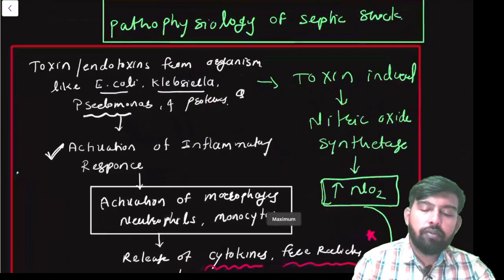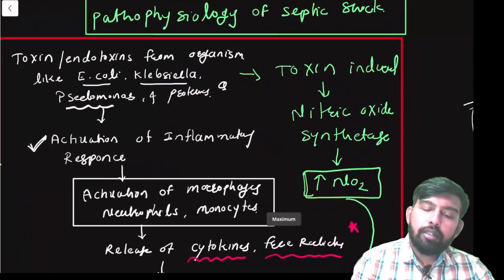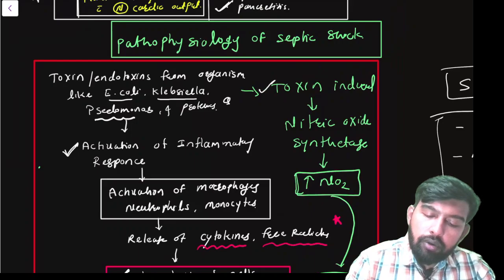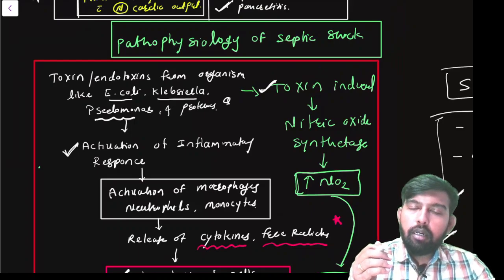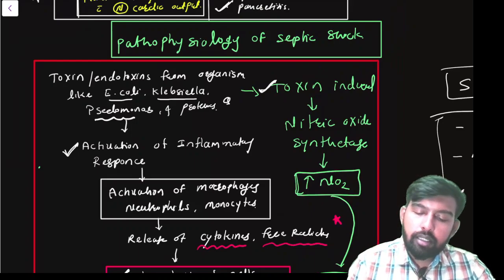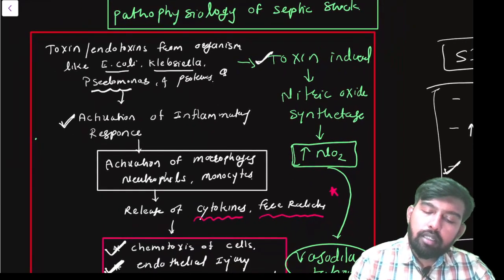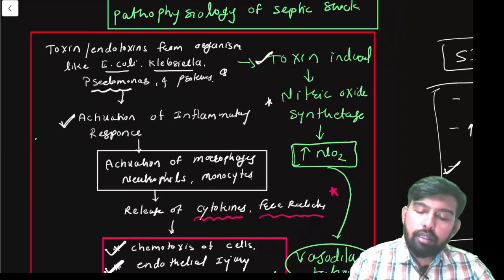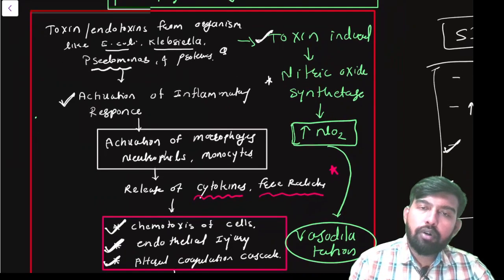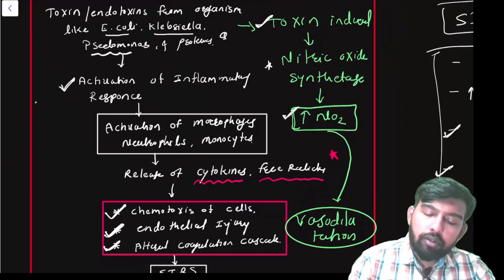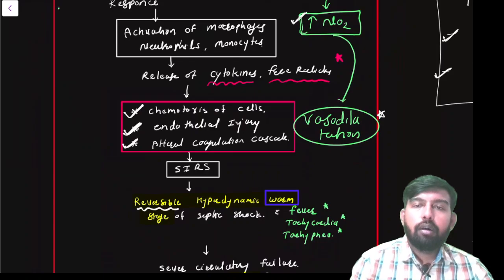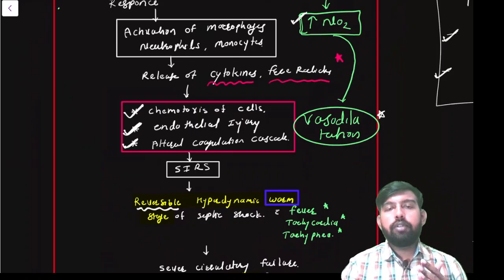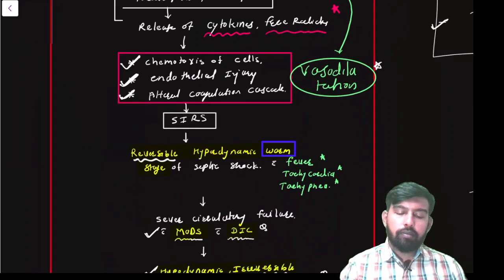So let's see the pathophysiology. Basically it is a toxin induced vasodilatation of the peripheral vessels. The toxin induces nitric oxide synthetase release, which causes an increase in nitric oxide, which causes the vasodilatation. So this is the pathophysiology of septic shock.